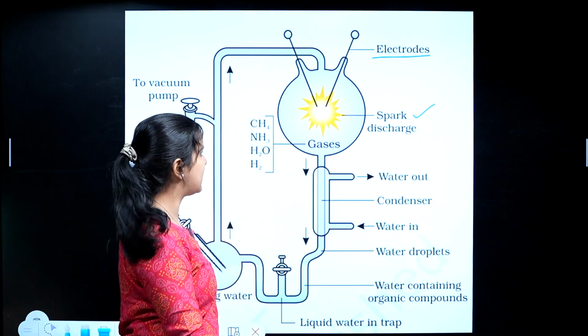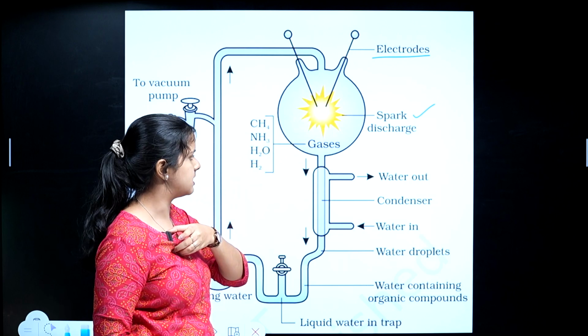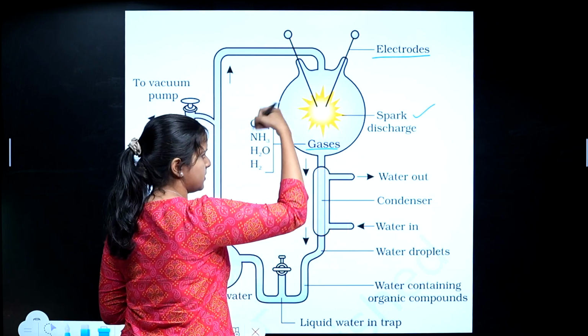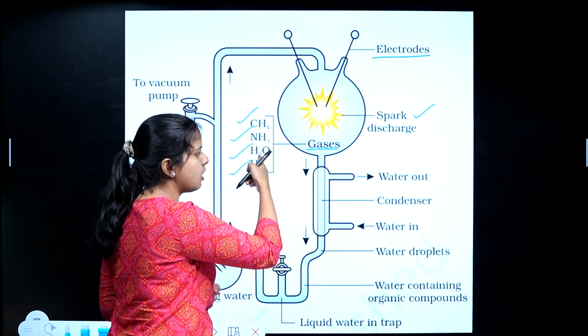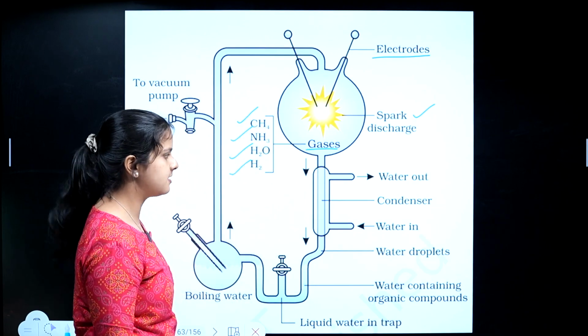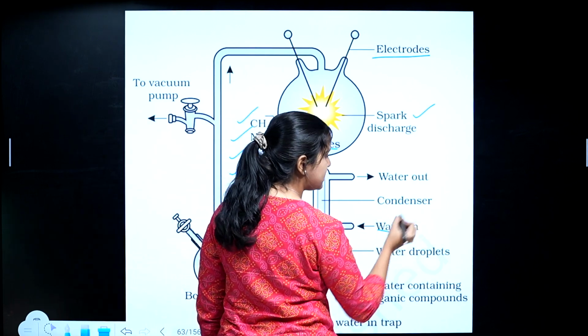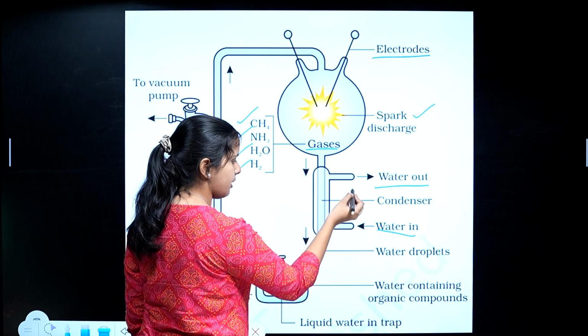So in order to imitate that, he gave electricity. There was lightning and all happening, so he gave electricity, and then he filled the flask with some gases like methane, ammonia, water vapor and hydrogen. It's not water, it's water vapor, these are all gases. And he also put a condenser, with a water inlet and a water outlet, and water droplets were collected over here after the condensation.